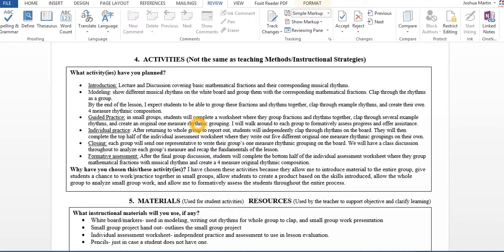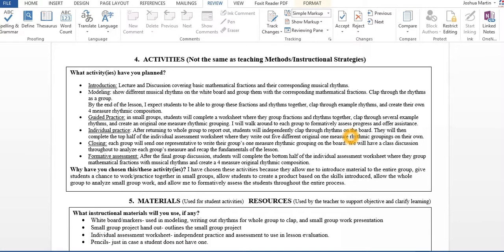I'm going to be walking around during this section so that I can formally assess the progress of individuals and offer assistance as needed. After the small group section, we'll come back to whole group and do some individual practice. I'm going to hand out a worksheet that's going to double as independent practice as well as an individual formal assessment. On the top half of this worksheet, they're going to write out 5 different original 1-measure rhythmic groupings, much like they did in their small group section.